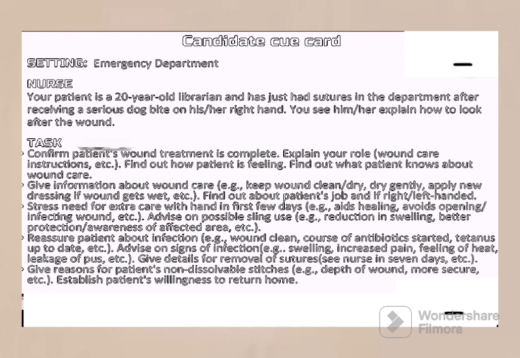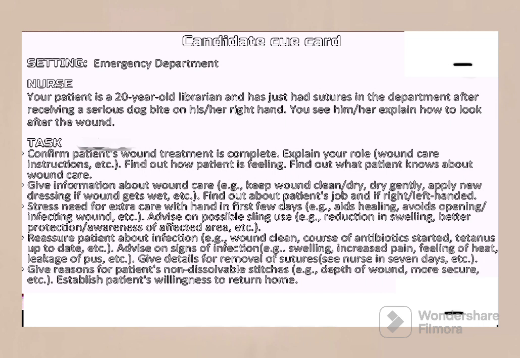How can we start? Good morning, Mr. James. I am Rashmi Rajan, one of the registered nurses working in this emergency department. I would like to tell you that your wound treatment is complete and my role is to explain to you the wound care and the instructions on what you can do at home. Is it okay for you? The answer would be yes.